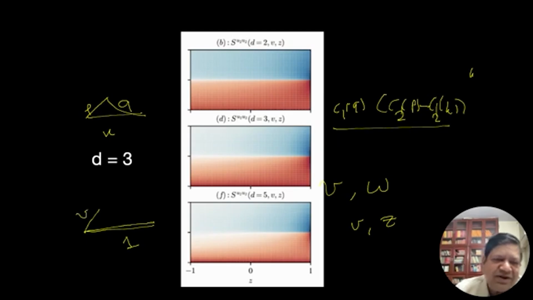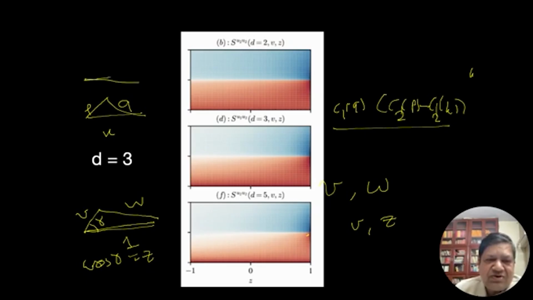So I replace everything by dividing everything by K. So this becomes V and this W, and this angle is gamma, and cos of gamma is Z. So Z equal to 1 corresponds to gamma is 0. So this is a small angle. So this is 1, this is V and W.